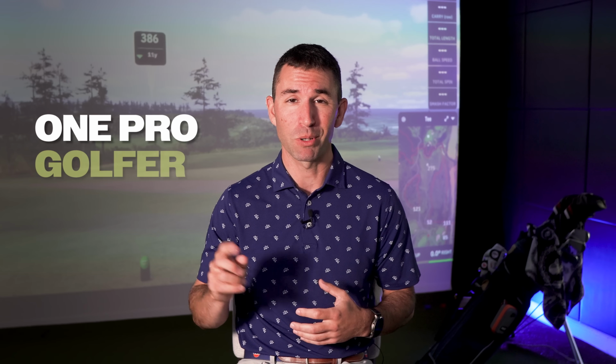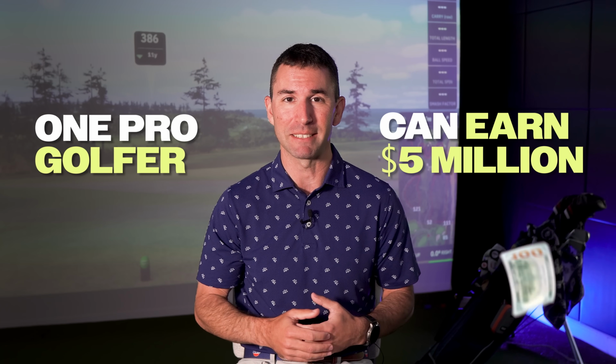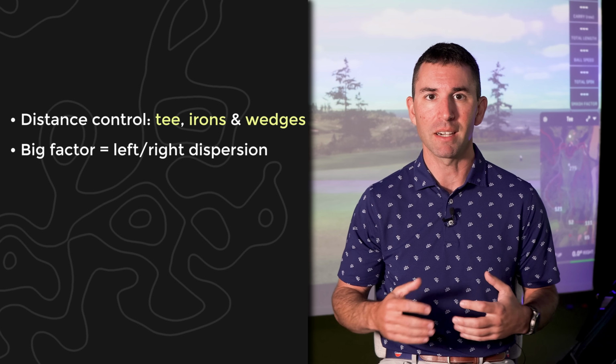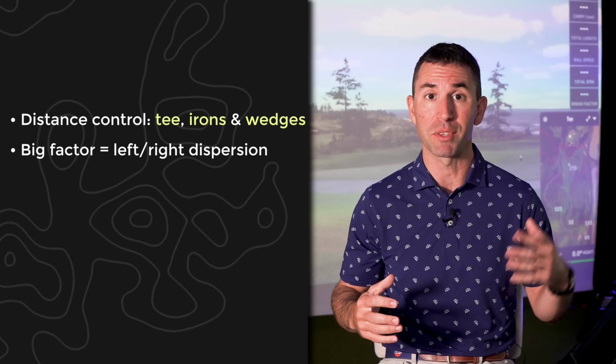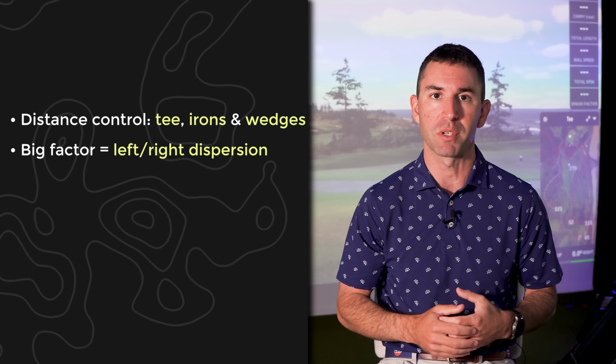Now let's move on to the next skill that explains why one pro golfer can earn $5 million and then the other can't make a cut: club face control. Impact location solves a lot of the north and south questions in golf. Think of how far you hit it off the tee and your distance control with your irons and your wedges. But the other big scoring differential is with your east and west, or in other words, the left to right dispersion of your shots.